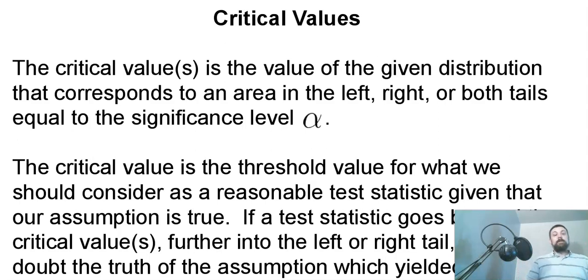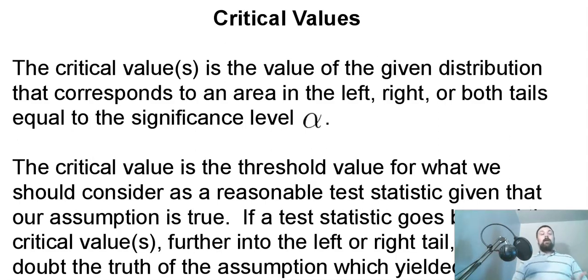The critical value, let's just keep it singular because that's the grammar that I have there. The critical value is the value of the given distribution that corresponds to an area in the left, right, or both tails that corresponds to the significance level alpha. Maybe my wording's a little out of order, but the critical value is the either z-score or t-score that corresponds to an area of alpha, either in the left tail, right tail, or in both tails, depending on whether we're doing left, right, or two-tail test.